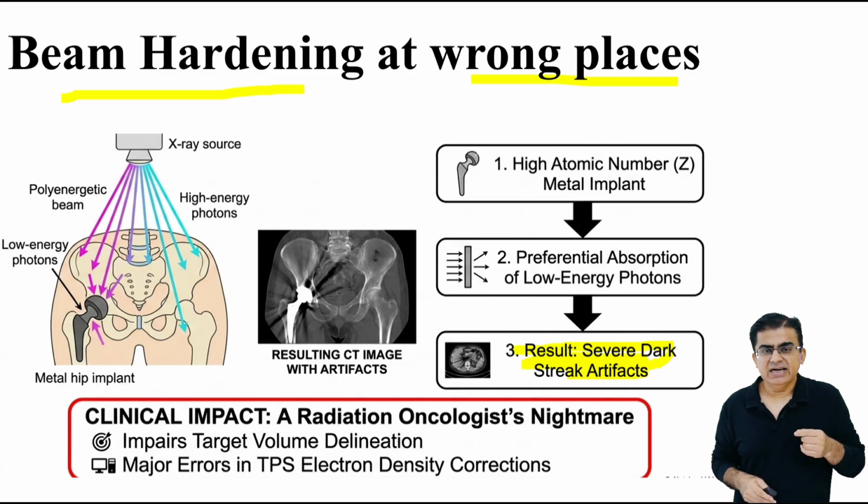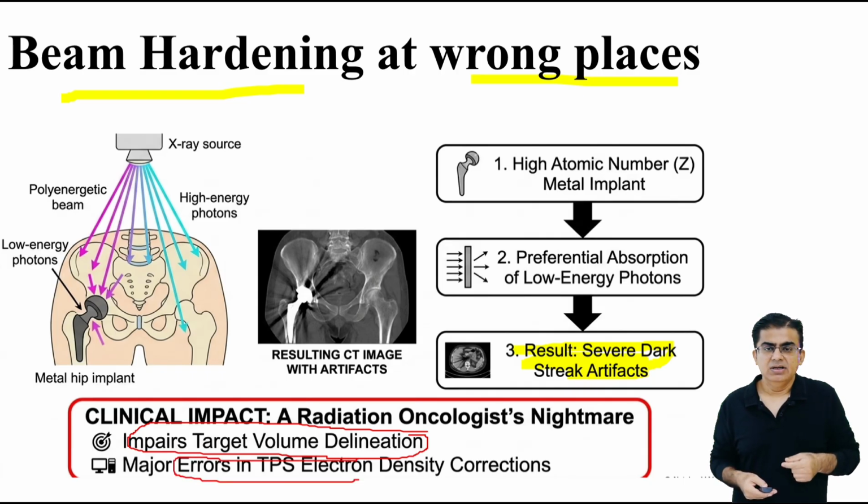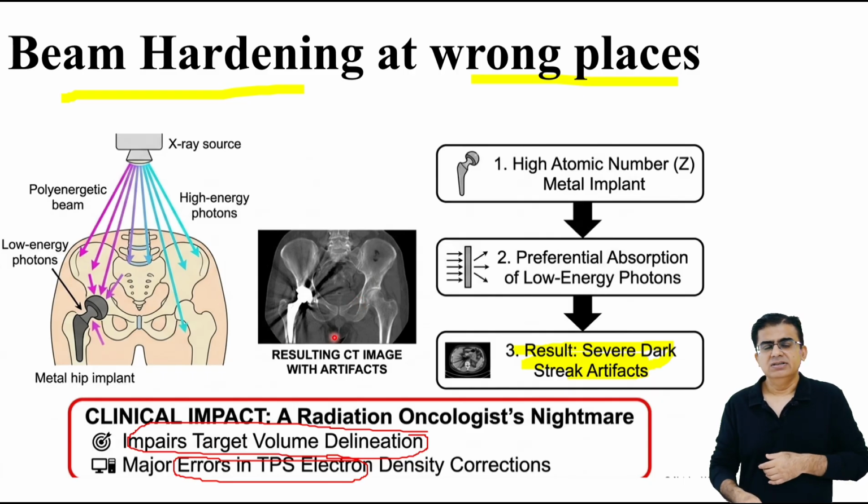First, these artifacts severely impair your ability to accurately delineate the target volume. You simply cannot see the true tumor boundaries clearly. Second, they introduce major mathematical errors in your treatment planning system. Your system cannot properly calculate the electron density corrections through these massive dark streaks. This strictly means your final dose calculation for the patient could be dangerously low.